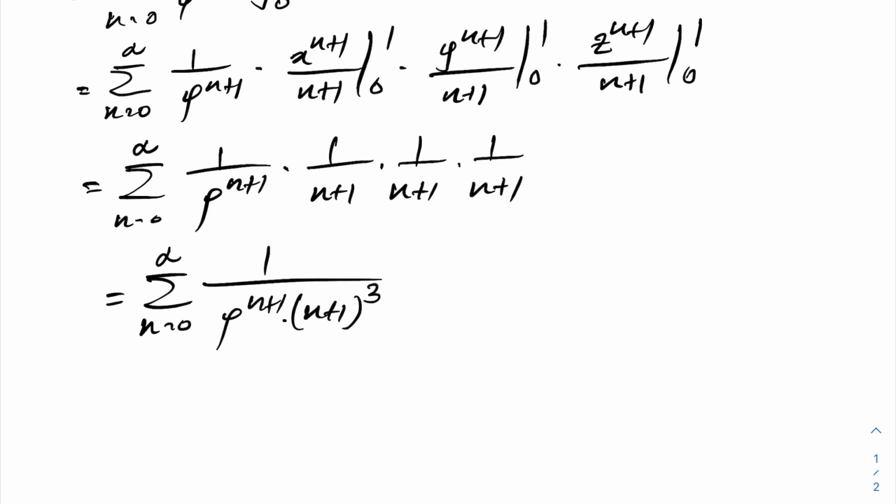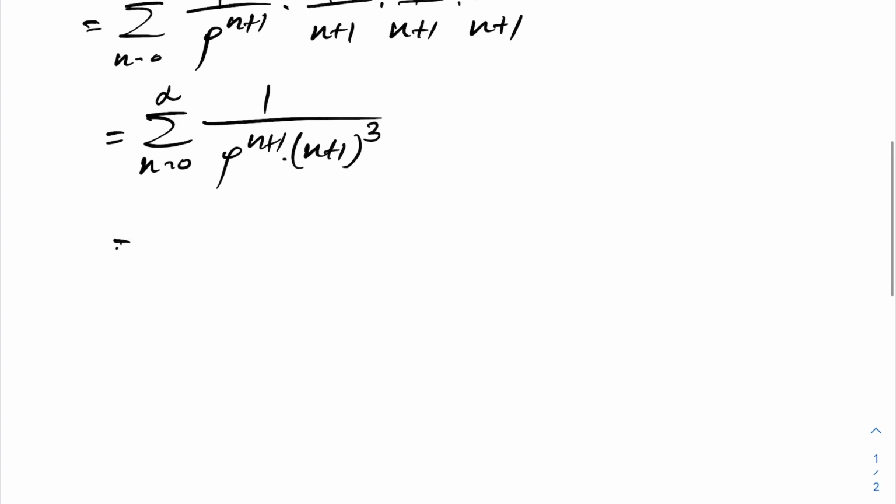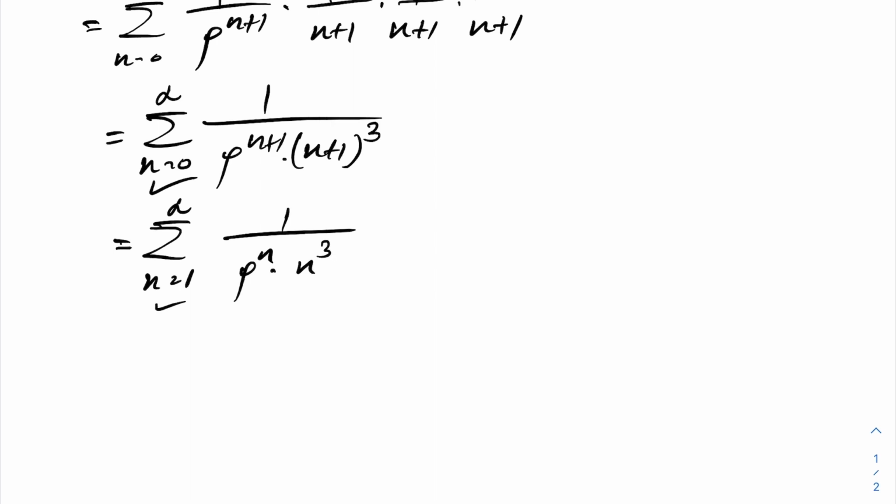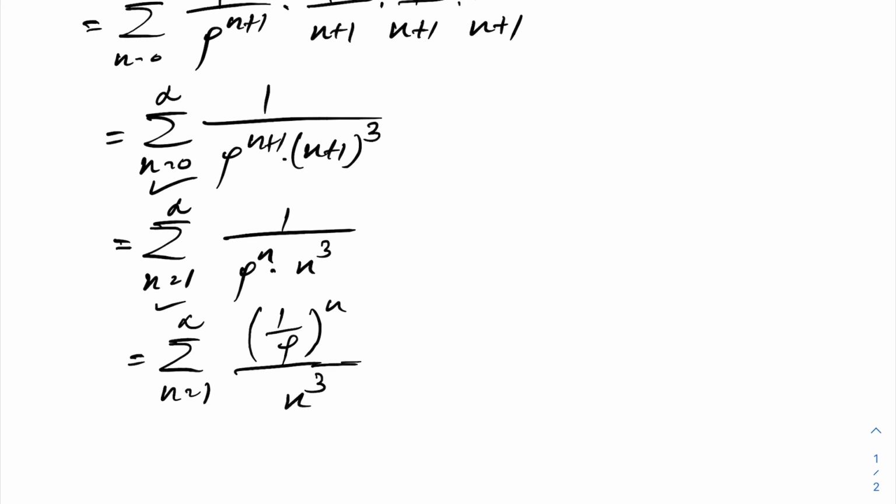Now I am going to shift the index, so n equals 1 to infinity, where here we had 0. We know we have 1 over phi to the n to the third power. So this is equal to the sum from n equal 1 to infinity of 1 over phi raised to the n, over n raised to the 3 power.